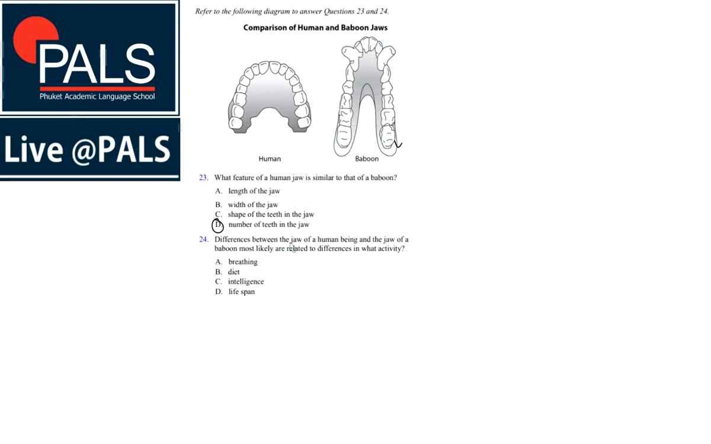The differences between the jaw of a human being and the jaw of a baboon most likely are related to differences in what activity. Our teeth are part of our digestive system. They are responsible for a big chunk of the mechanical digestion, of breaking down food into smaller pieces. So the teeth and their shape are usually directly related to the diet of the organism. And that is actually a possible answer here. So breathing, teeth have nothing to do with breathing, teeth have nothing to do with intelligence, and not so much with the lifespan. So definitely the diet here.